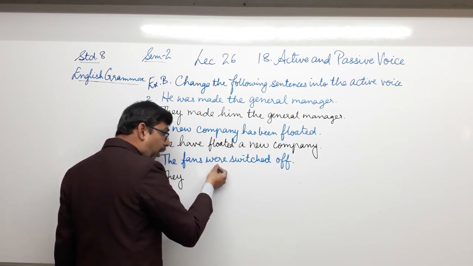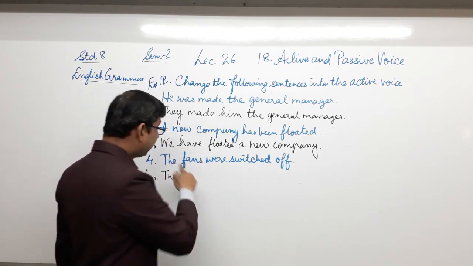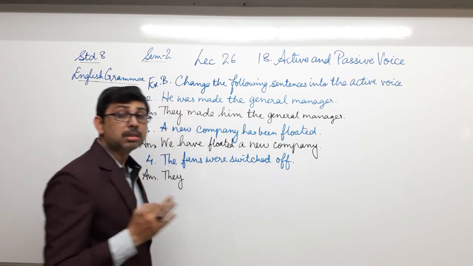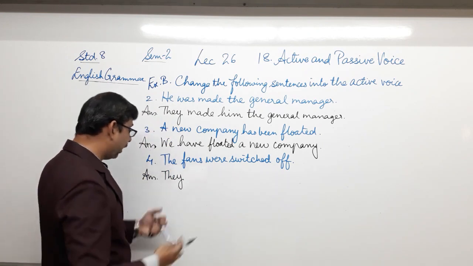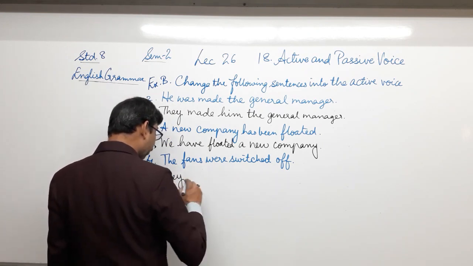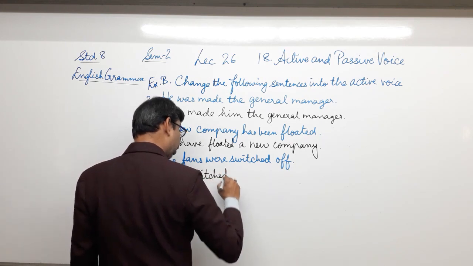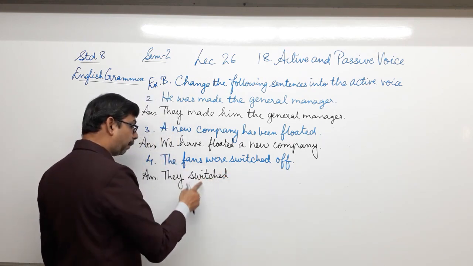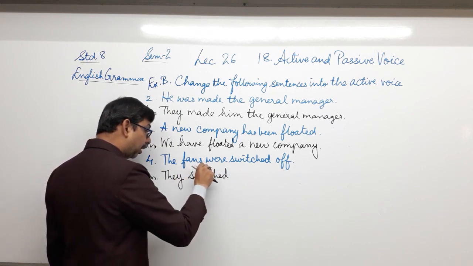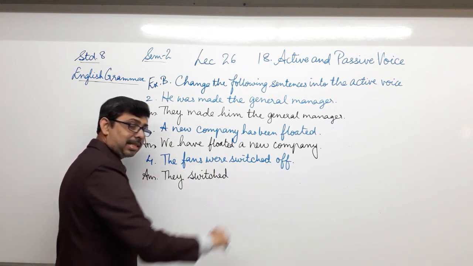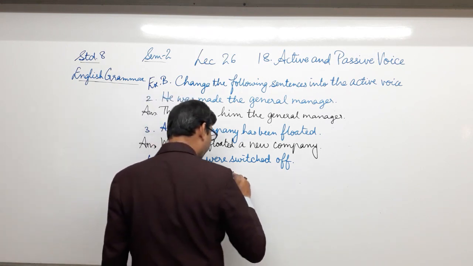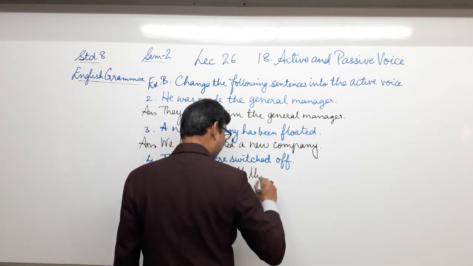So the word were gives a clear indication that the tense used in the passive is simple past. Hence, I will maintain the same tense. They switched. Here the word switched is playing the role of the past form, making it a simple past tense sentence. They switched off the fans.